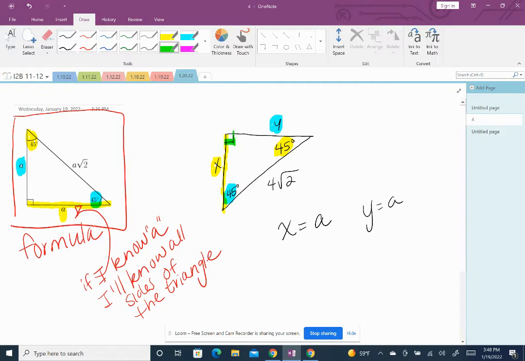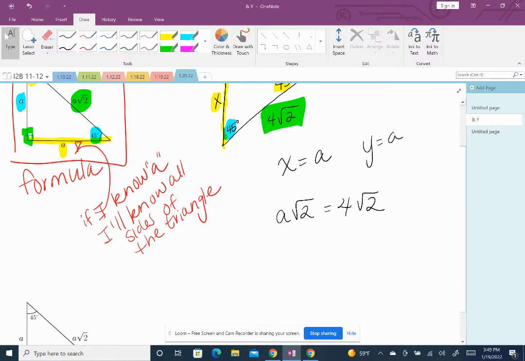Okay, so now we have our right angle right here. When I draw a line out, that's our hypotenuse. So this is your hypotenuse, A square root of 2, as well as this, 4 square root of 2. Okay, so A square root of 2 is equal to 4 square root of 2. So like I said before, we want to figure out the value of A because that's going to help us find all the other sides on our example triangle.